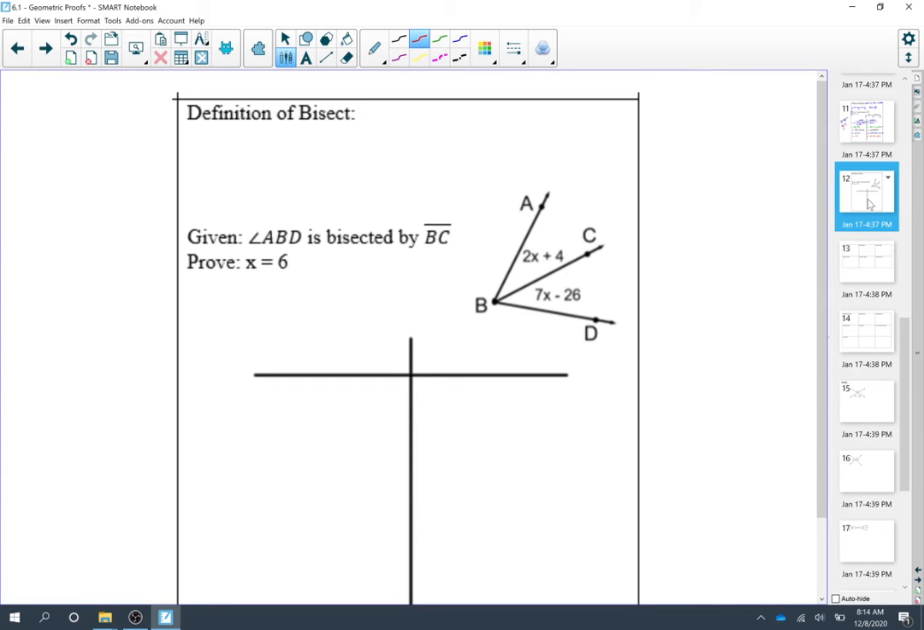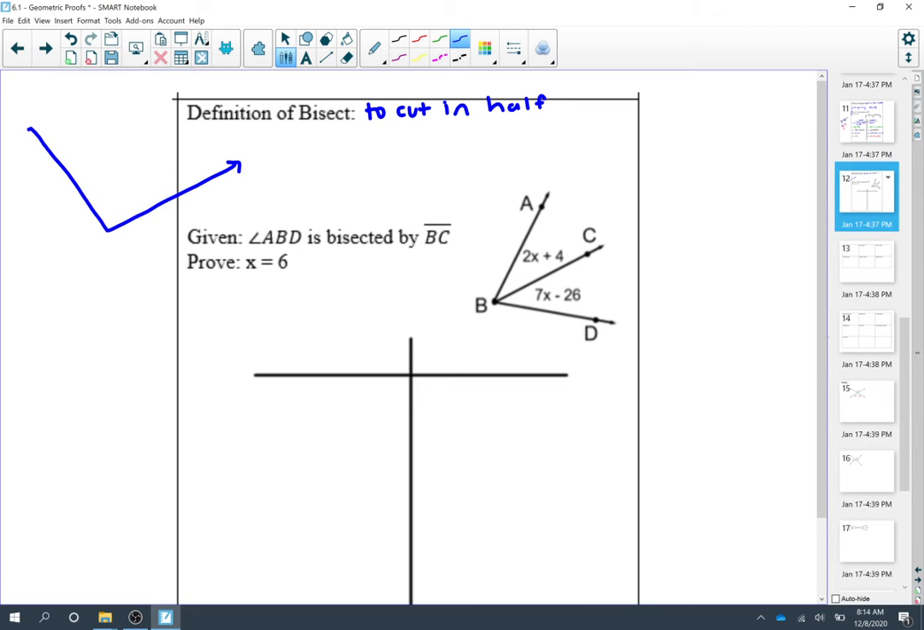Definition of bisect. Now, once again, this is not the most technical definition, but the word bisect means to cut in half. So here we're going to cut things in half, and specifically we're going to cut an angle in half. So I'm going to draw a little diagram over here.